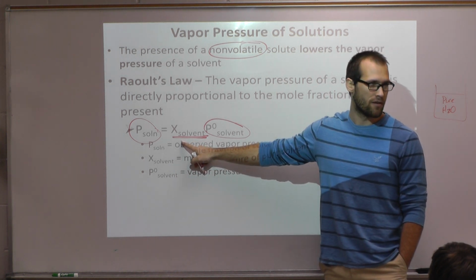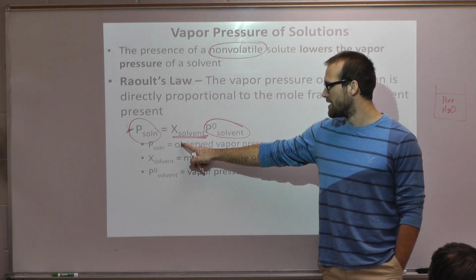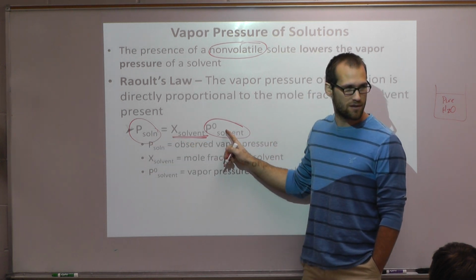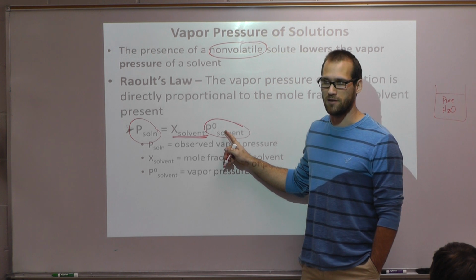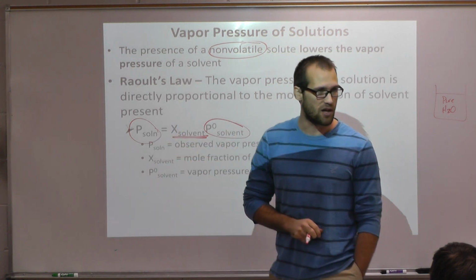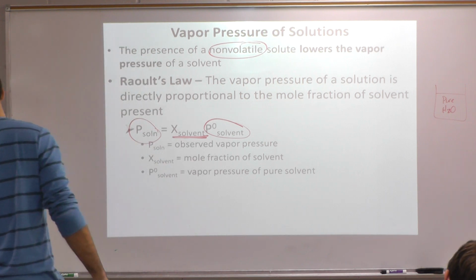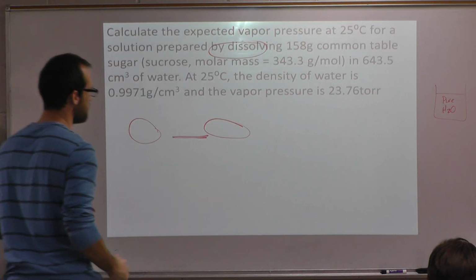So it would make sense that the solution vapor pressure would be 0.5 times the pure solvent's vapor pressure, or half the pure solvent's vapor pressure. Does that make sense? Okay? So that's your problem.